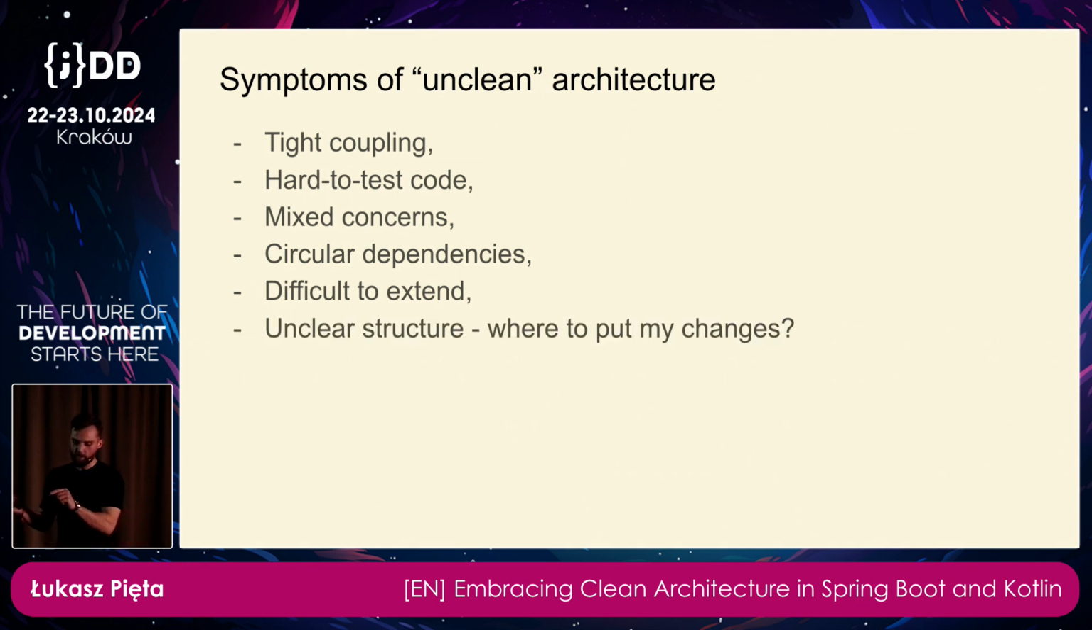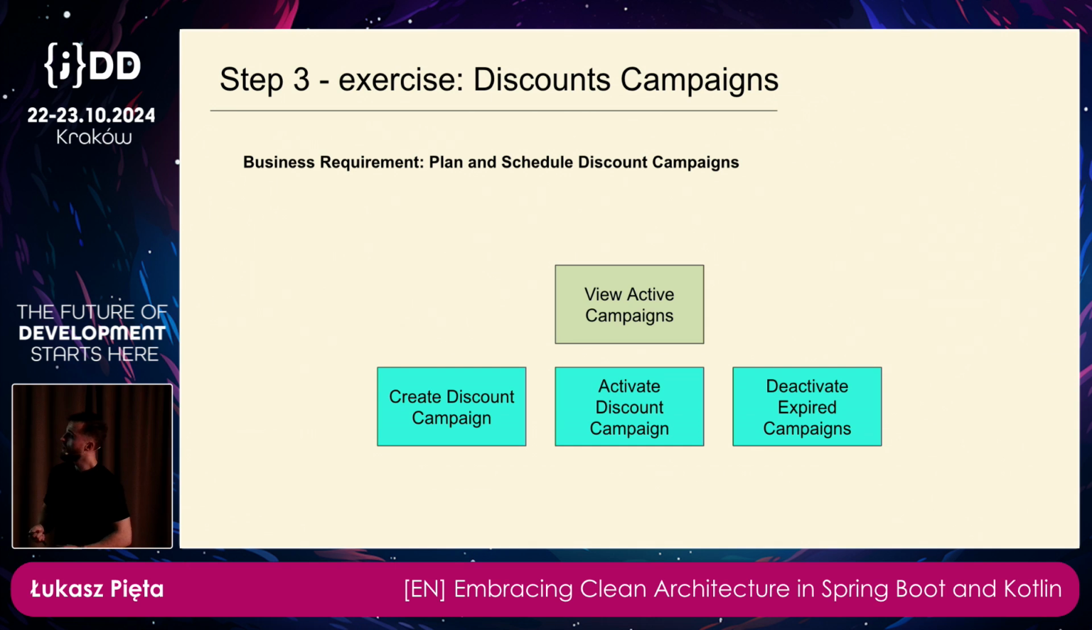When we have some very tiny change, I don't know, a bugfix, and we don't know where to put our change because the structure of the code is unclear, it means that something with the architecture is wrong. And when I thought about this demo example I presented today, I thought about these discounts and products and their connection to each other, and I was questioning myself, is it really a good idea to present something like this?